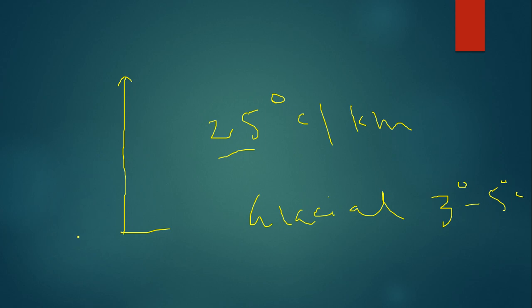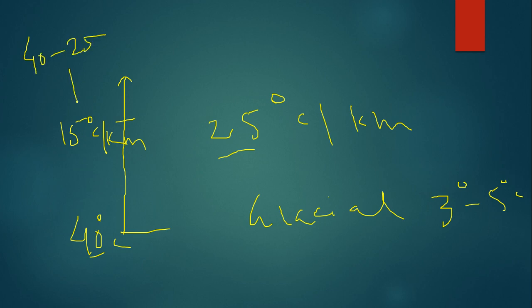Suppose in the desert areas at the ground surface the temperature is 40 degrees C, because at the desert areas 40 degrees C is of course attained because of the higher amount of heat. If you move from the ground surface upward to an altitude of 1 kilometer, the temperature will become 15 degrees C. Why? Because here the normal lapse rate value is 25 degrees C. So from 40 degrees C, 40 minus 25, I am getting the temperature value of 15 degrees C. That is the rate of temperature change in the desert areas.